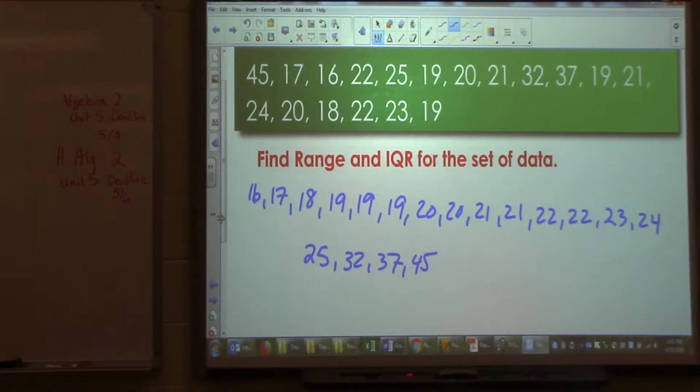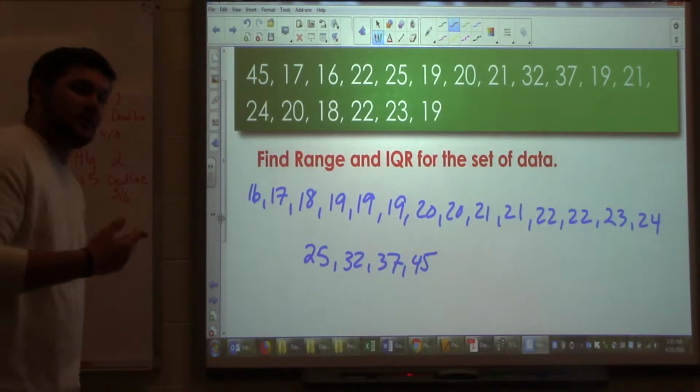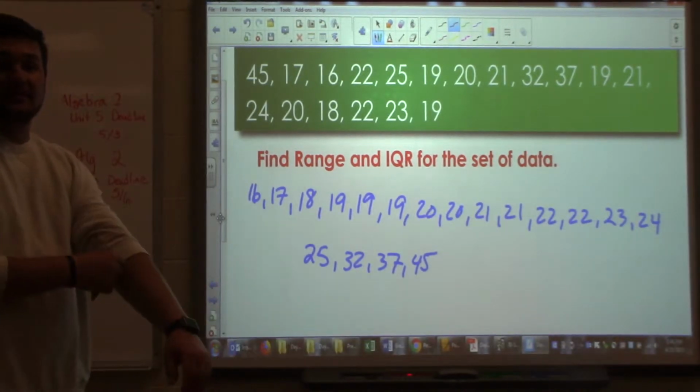Once you have them listed from least to greatest, find your median. Now be careful, I wouldn't just start scribbling them out, crossing them off, because you're going to need them to find your IQR, right? So if you want to cross them off, just make sure you can still see what they actually are. I'm going to underline mine so that I know I used them already, but that way I can still see them.